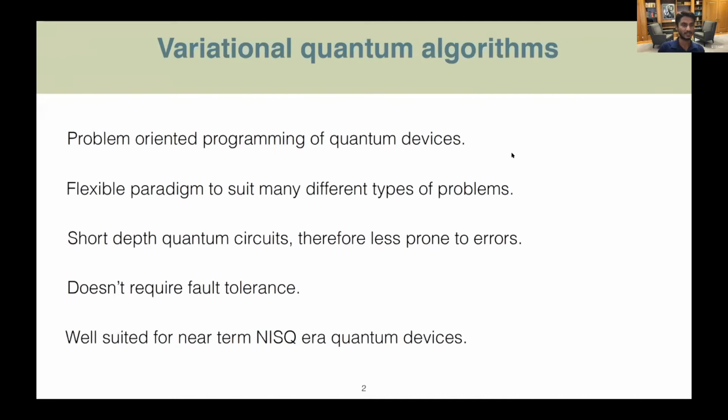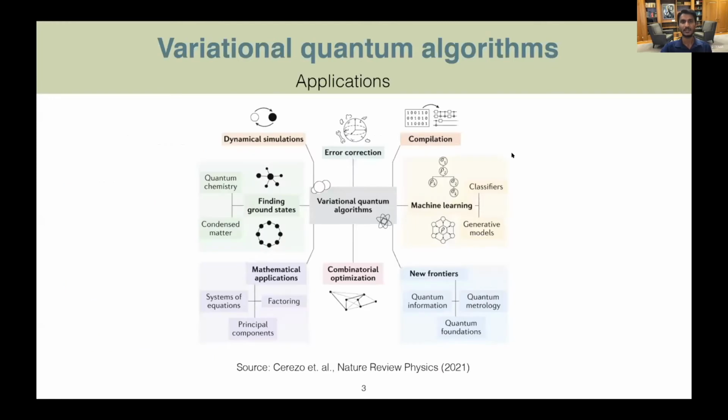Third, they are short depth circuits, so they are less prone to errors, and they don't require fault tolerance. So they are quite well suited for the near-term quantum devices. And there are many applications being explored at the moment, starting from finding ground states of molecules in quantum chemistry to mathematical problems such as system of equations, and machine learning, and so on and so forth.